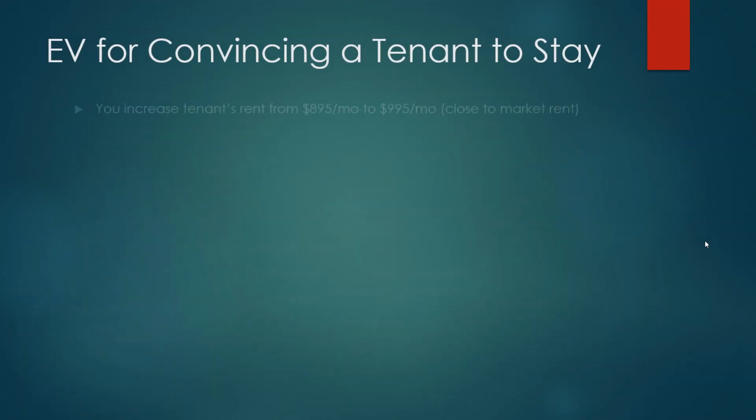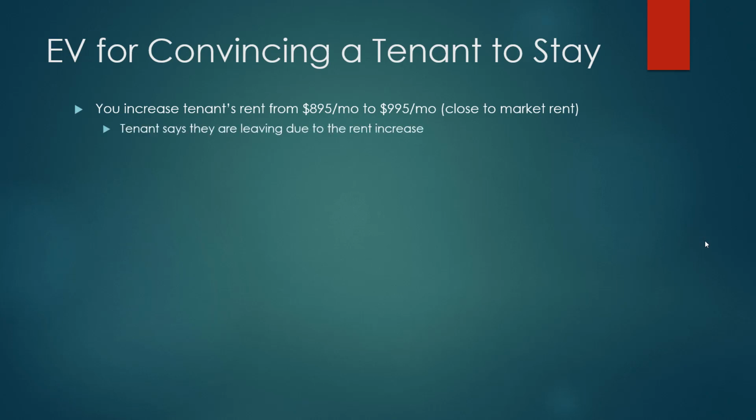So EV for convincing a tenant to stay. You have a tenant and they say, hey, I'm going to move out because you raised my rent from $8.95 to $9.95. Well, huh? In Iowa. Apparently in Iowa. So they say, yeah, I'm out of here. Let's do the EV calculation for them without showing them all the math, because if you showed them an EV calculation, they'd be like, get out.